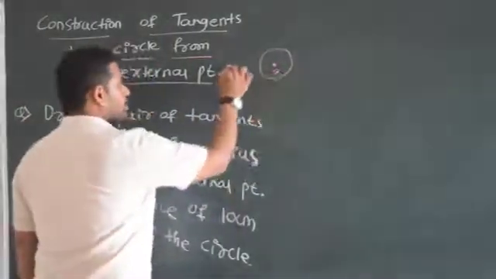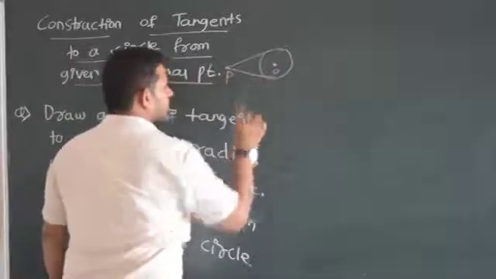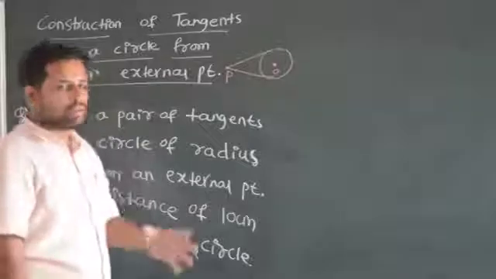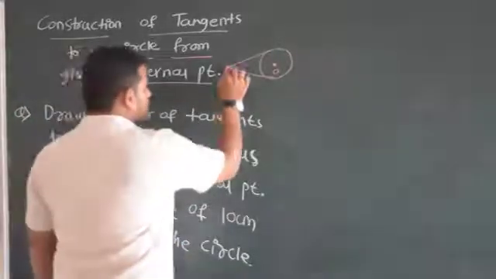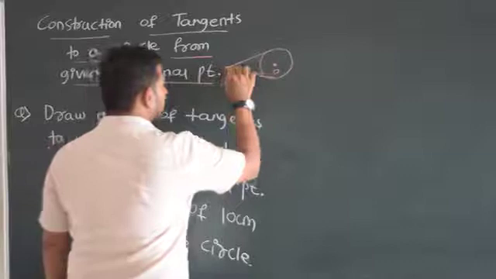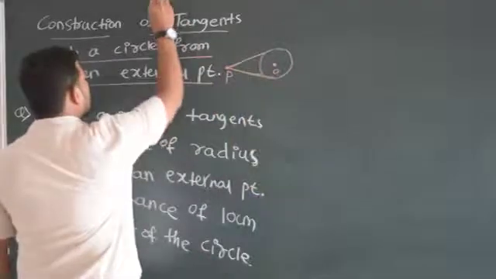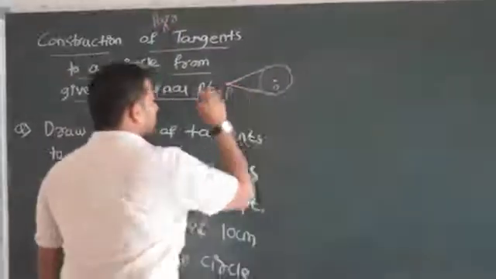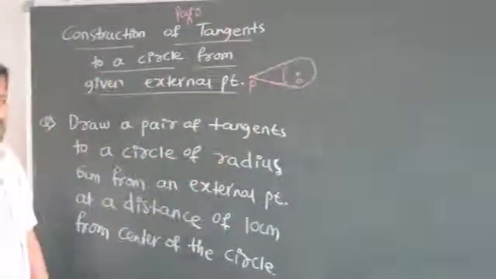Now from this point you are supposed to draw the tangents. It's not like you have to directly draw the tangents. There is a method for that. We will follow that method and try to draw these tangents, actually a pair of tangents. You can write it as a pair of tangents also. No problem. To the circle from an external point, whatever is given. I hope it is clear.